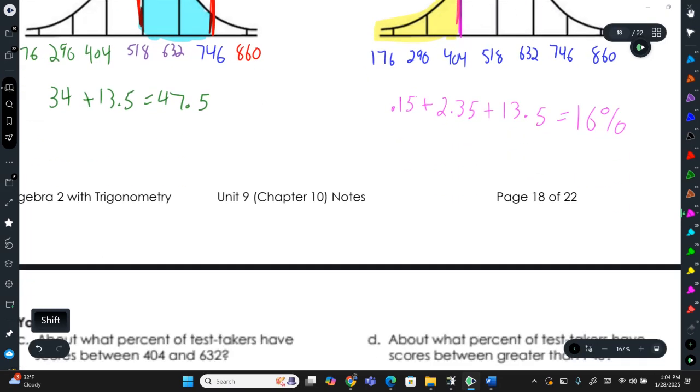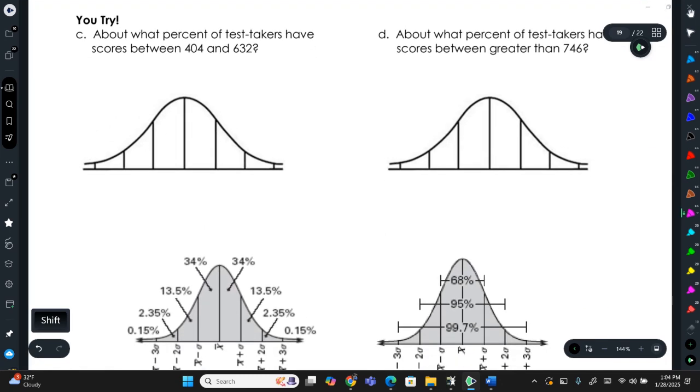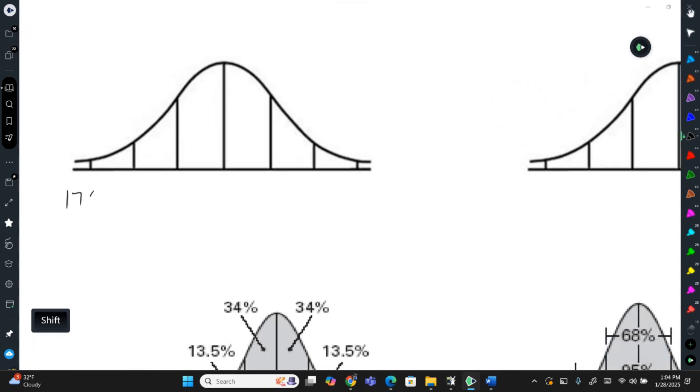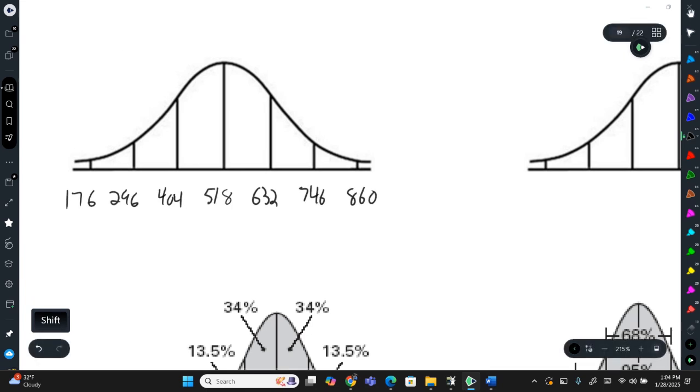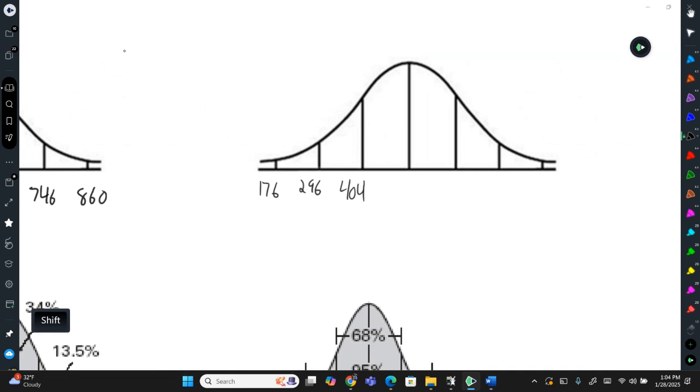All right, let's go to the next page. It's going to be the same values. So let's copy that down real quick. The same data from the previous page. So 176, 296, 404, 508, 632, 746, and 860. And then over here, the same thing. Okay, and then once we get this down, I'm going to have you try these.